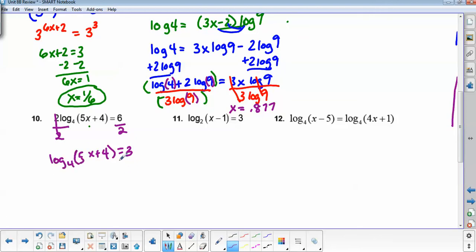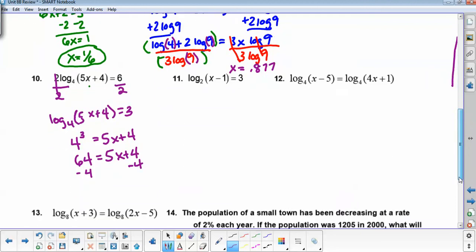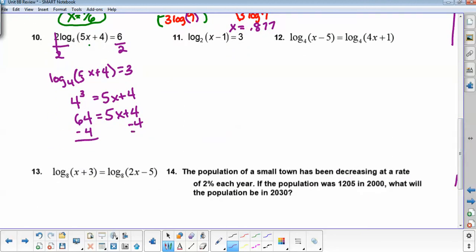Okay, I only have a logarithm on one side, so I want to rewrite it as an exponential. The base of my log is the base of my exponential. The answer is the exponent, and that equals 5x plus 4. So 4 to the third is 4 times 4 times 4, which is 64. And that's 5x plus 4. Subtract 4 from both sides. I have 60 equals 5x, and then divide by 5 to get x equals 12.